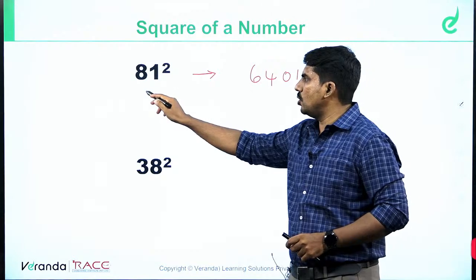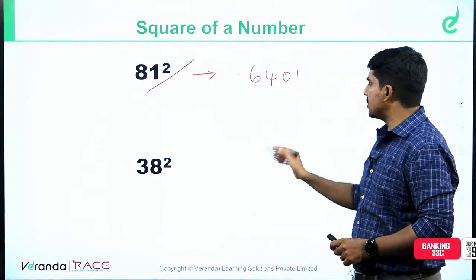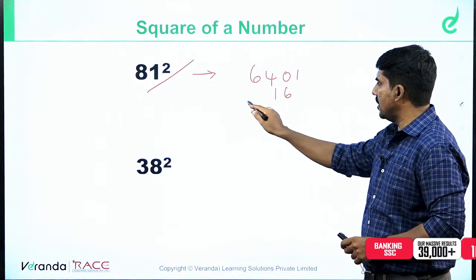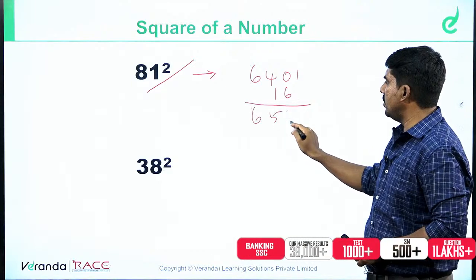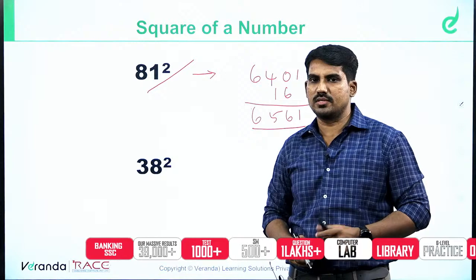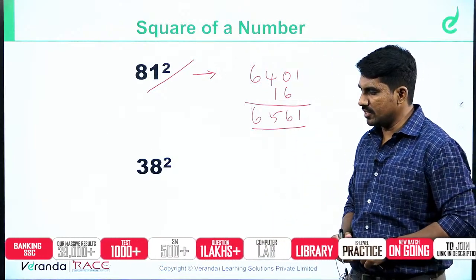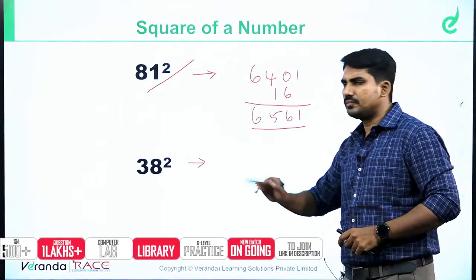Now 8 into 1 into 2. 8 into 1 is 8. 8 twos are what? 16. Leave the last digit, write 16 like this. Now directly we can add: 6561. 6561 is the square of 81. Right? Now find the answer for 38 square.